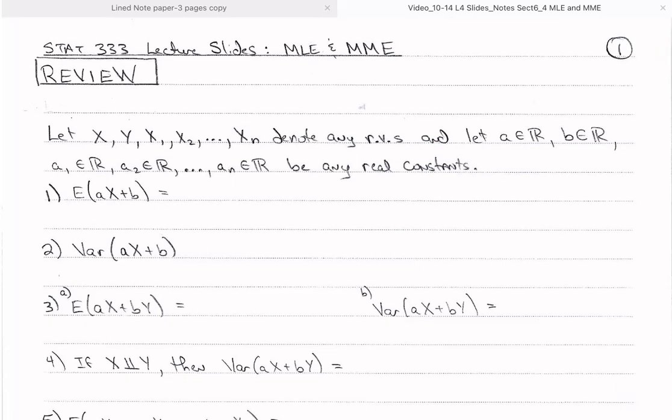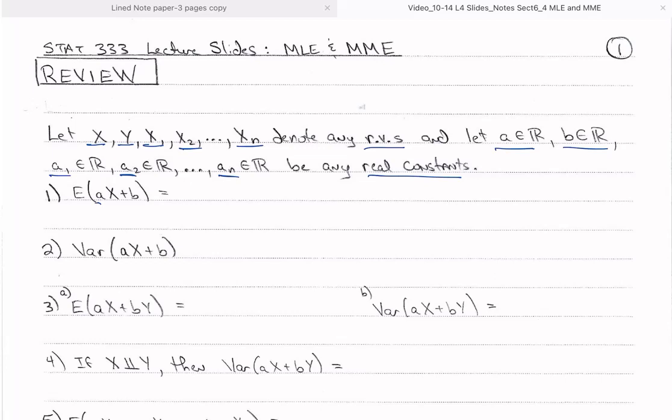So we need to review some things that we learned last semester in order to be able to handle this material easily. So we're going to let X and Y and X1, X2 up to Xn, all of those denote random variables. And A is going to be a real number, that means it's a constant. B is a real number, and then we're going to have a sequence of real numbers or constants, A1, A2 up to An. And so these are real constants.